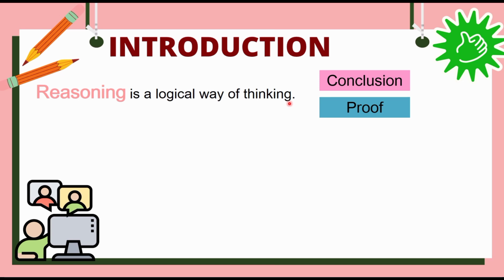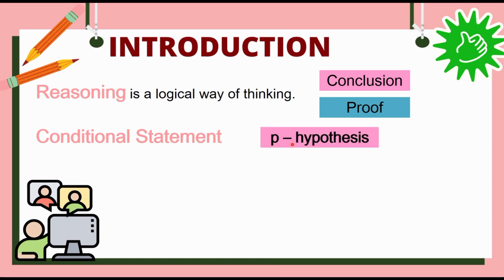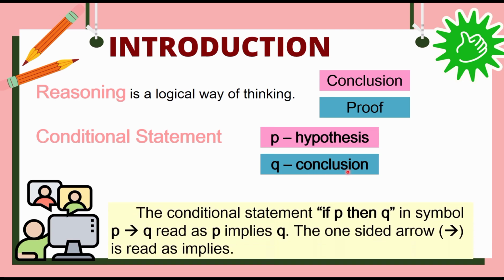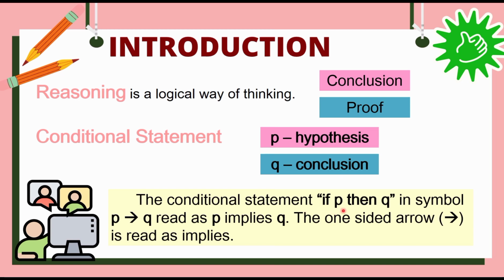In your previous lesson, you learned the two parts of conditional statement, which is the hypothesis and the conclusion. You can write the conditional statement symbolically. You can use letters to represent hypothesis and conclusion. For this lesson, you can use P to represent hypothesis and Q to represent our conclusion. The conditional statement, if P then Q, in symbol is read as P implies Q. The one-sided arrow is read as implies. So, it can be read as P implies Q.